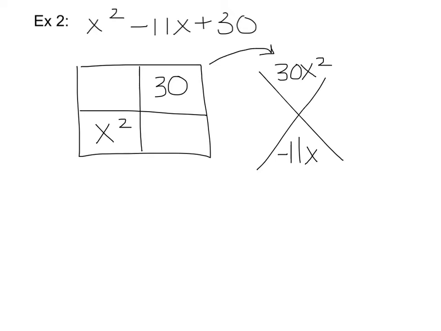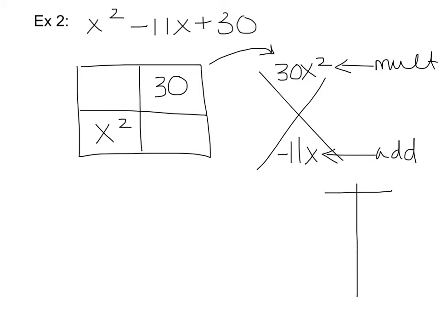Okay, so you're looking for numbers that multiply to 30 that are going to add to negative 11. So again, if you have no idea, start with 1. 1 times 30 is 30, but there's no way 1 plus 30 or 1 minus 30 is going to get you to 11. So then 2 times 15 gives you 30. You're getting close. 2 plus 15 gives me 17. 2 minus 15 gives me a negative 13.